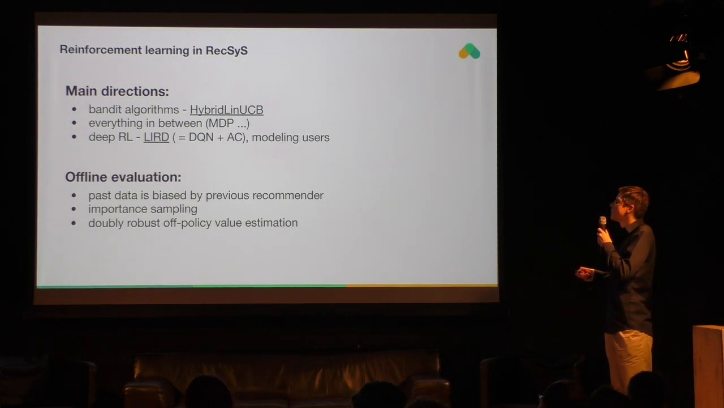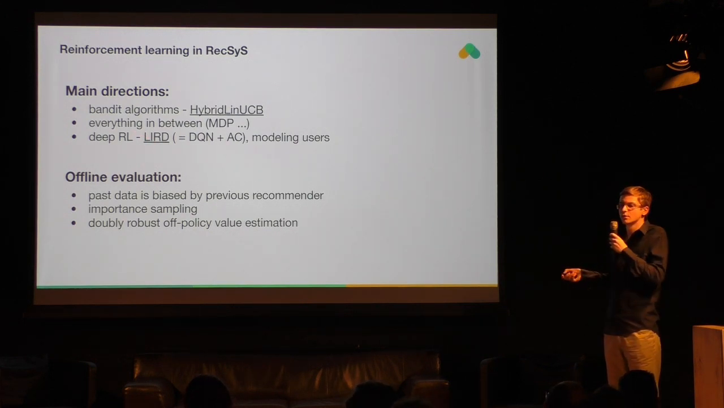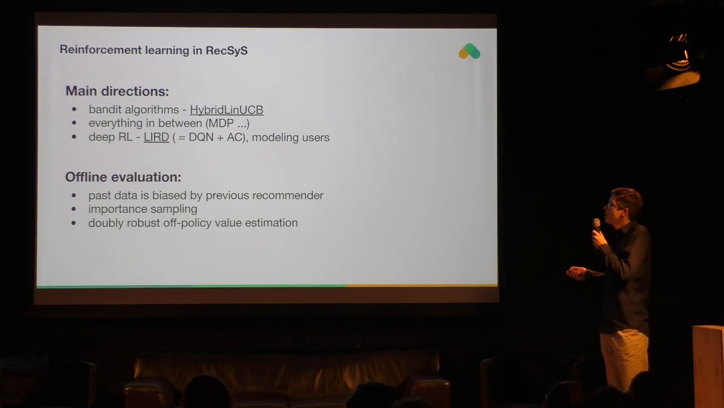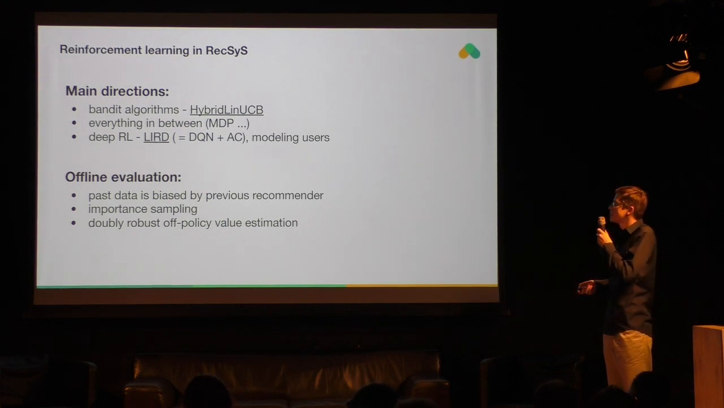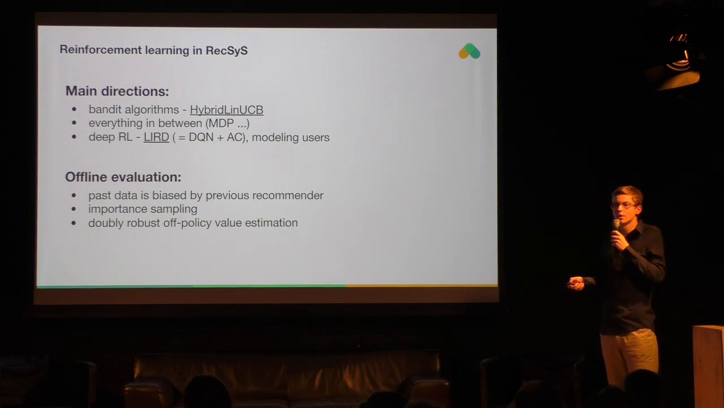And as an example of what it all means, I've selected this LIRT. It's short for list recommendation using deep reinforcement learning. And what they're doing is that they have a state. Their state is users' past actions, so a sequence of past actions of a user, and they're trying to recommend him a list of items that he will like.